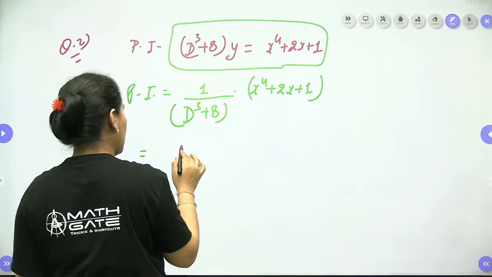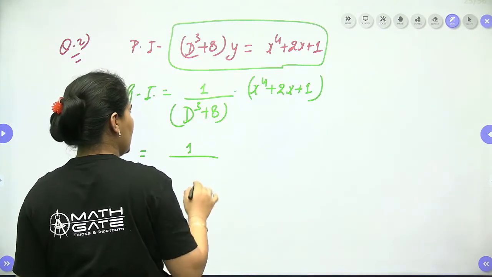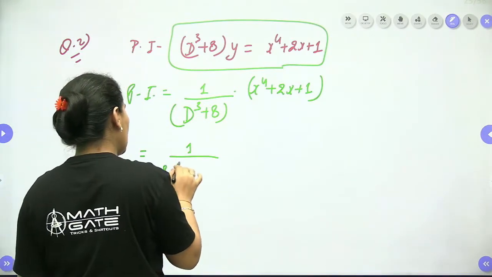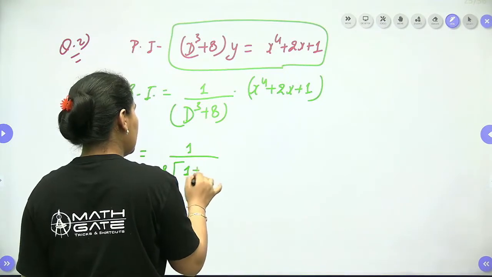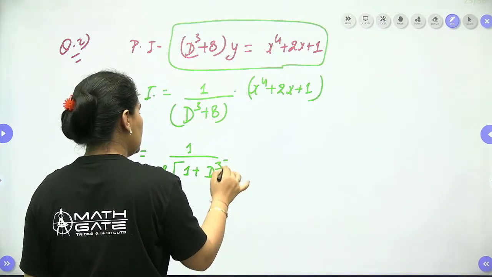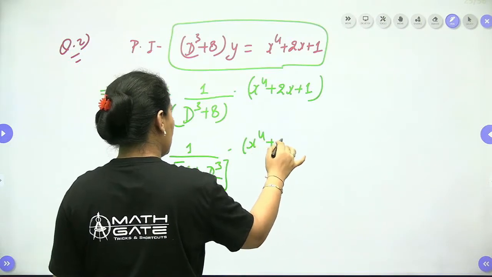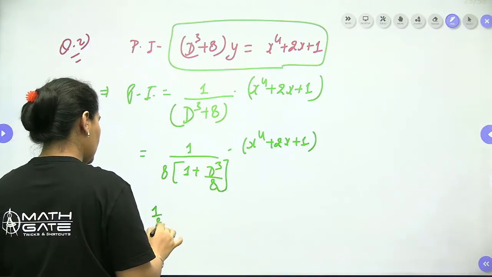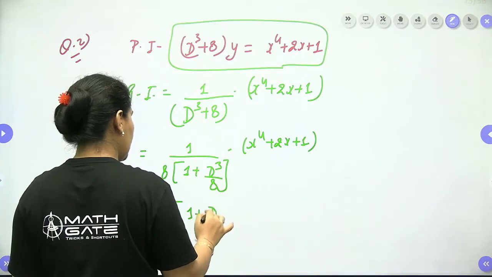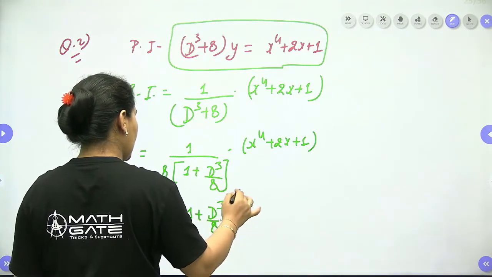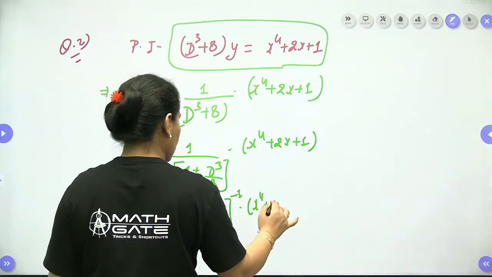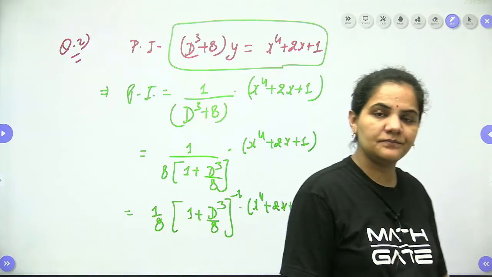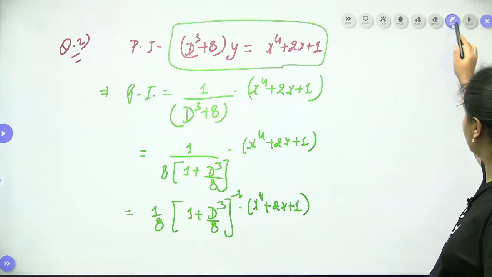Okay. When we proceed here, as I already told you, we have to make it the 1 plus d or 1 minus d form. So we will take 8 common. It will be 1 plus d cube by 8. Yes, it is x power 4 plus 2x plus 1. Let's take it into the numerator. So 1 by 8, it will be (1 plus d cube by 8) to the power minus 1, and x power 4 plus 2x plus 1 we are having. Yes, exactly. So let's proceed, guys.